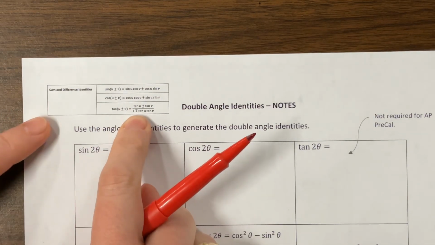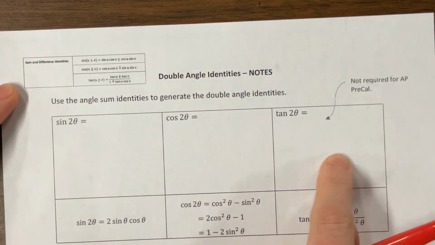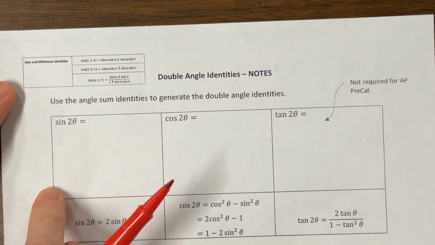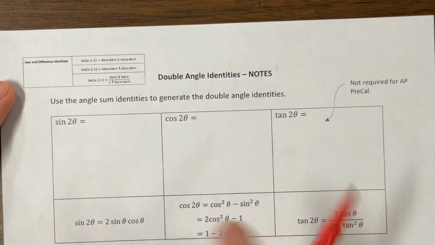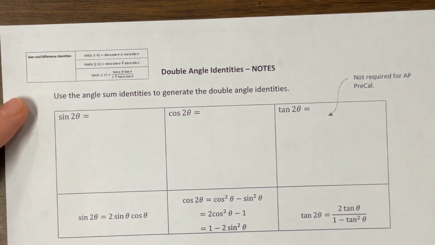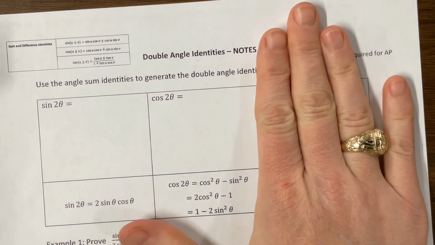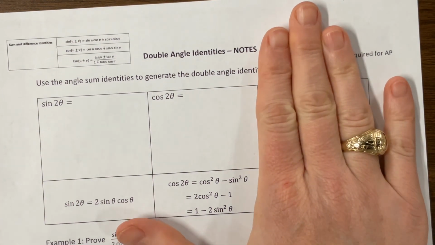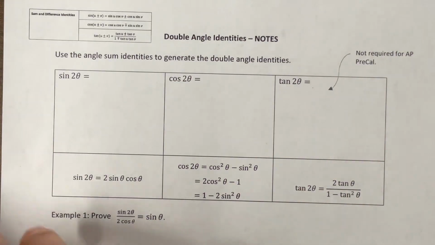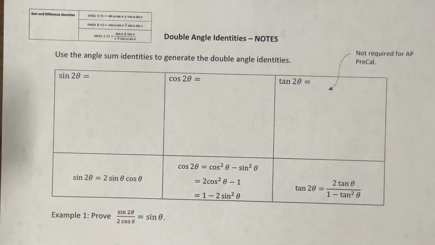Okay, so on this one, we're gonna use the sum and difference identities, which you may or may not be able to read right here, to help us prove, to develop, whatever, the double angle identities. And once again, AP PreCal doesn't require us to know the tangent identity. But here it is in case you're curious.